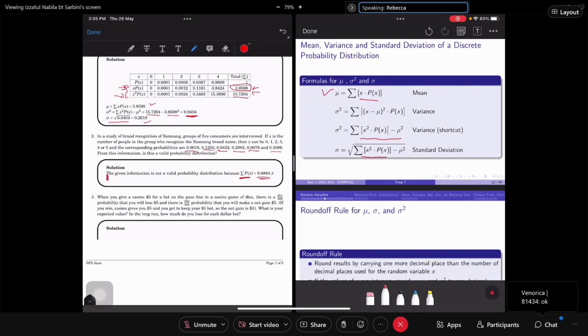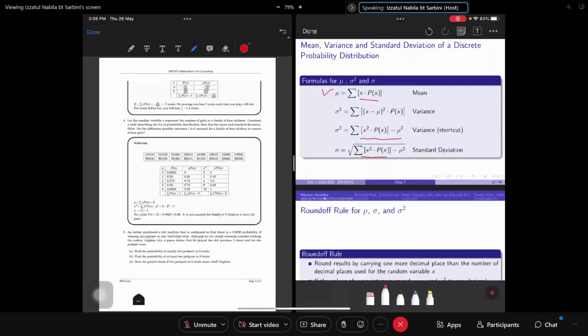Question 3. You give a casino $5 for a bet. The probability of losing is 251 over 495, and you lose $5. The probability of winning is 244 over 495, which is the probability of net gain. If you win, the casino gives you $5 and you get to keep your $5 bet, so the net gain is $5. What is your expected value in the long run? How much do you lose for each dollar bet?